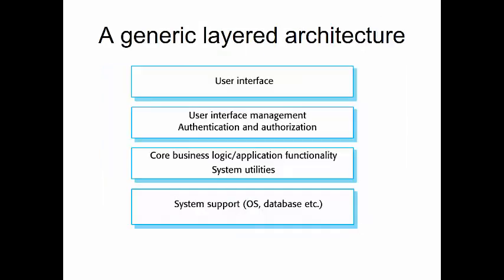So here's a generic layered architecture. You have the user interface on top. That works with the user interface management, authentication, and authorization, which allows you to access core business logic, application functionality, and system utilities, which that layer interfaces with system support, for example, the operating systems, the databases, etc.